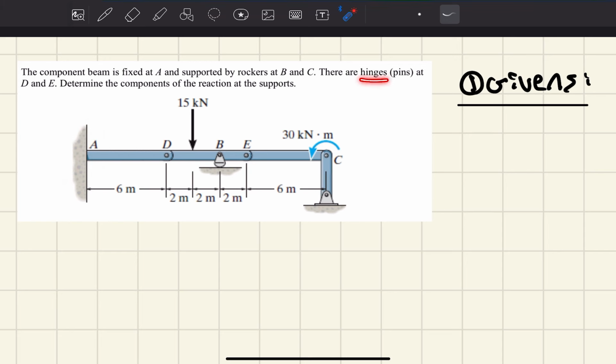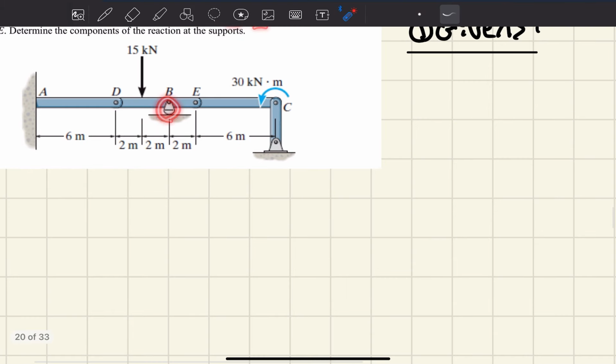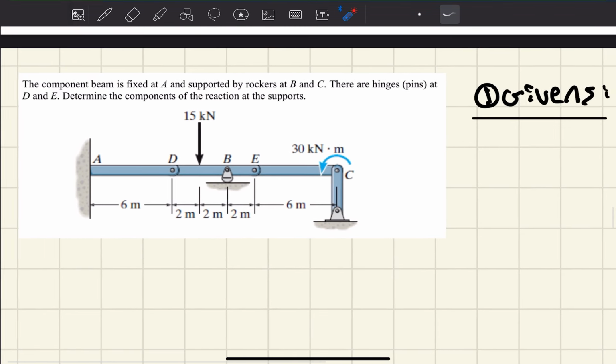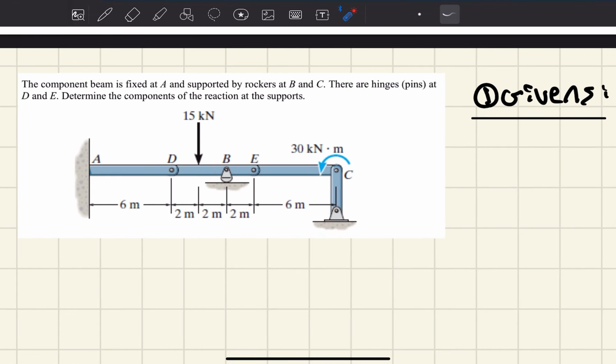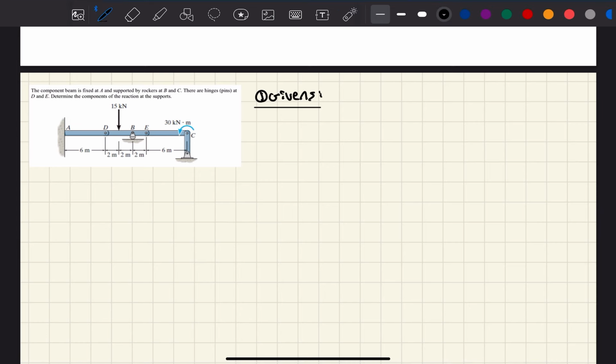It says that we have hinges or pins at D and E as normal, so we have a y component and an x component for both of them. And then at B and C, while these things may look like pins, they are rockers. And a rocker actually has just one specific y component. It doesn't have an x component, right? So that's very, very important in our calculations later on.